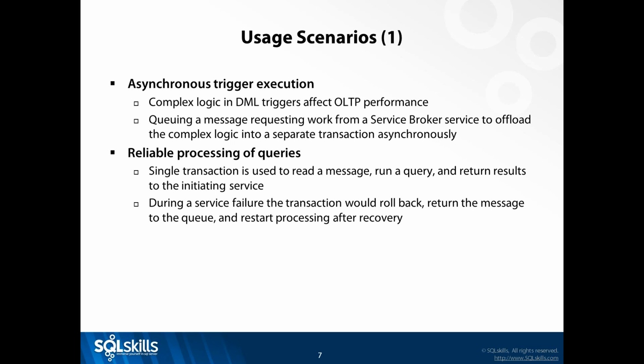So these are probably my 2 favorite usage scenarios for Service Broker, and I've implemented them for different customers at different points in time. Asynchronous trigger execution. If you have really complex logic that exists in DML triggers that will affect your OLTP performance, you can offload the execution of that logic into Service Broker and let it run asynchronously a lot of times. So you basically implement a queue of a message that's going to request work to be done, and then Service Broker is actually going to process that logic in a separate transaction asynchronously.